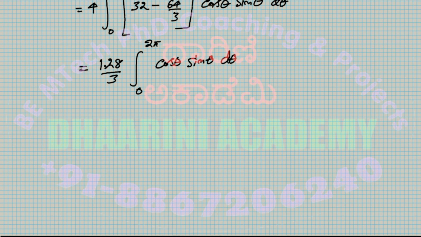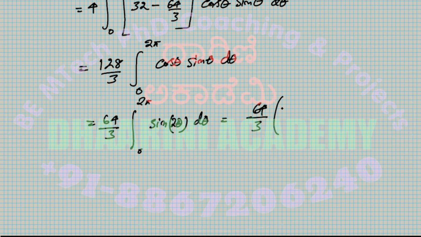Okay, I can take 2 from 128, right? So this becomes 64 by 3, integral 0 to 2 pi, right? 2 comes in. So 2 cos theta sine theta is sine 2 theta, right? Sine 2 theta d theta. So what happens to this? This is now, anyway, 64 by 3. Sine theta integration is minus cos 2 theta, correct? Divided by 2.